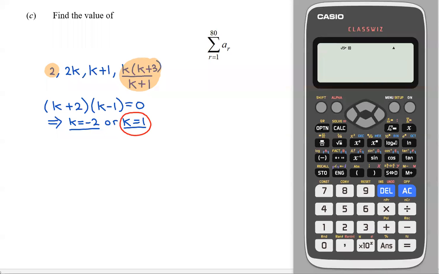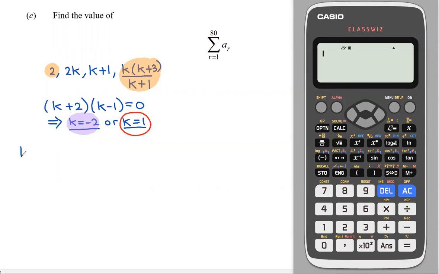Now for the last part, C, we have to find the sum of the first 80 terms of this sequence. Okay, now we've just established that k cannot equal 1. So this forces us to use k as -2. That's the only possible option. So if k is -2, let's generate the first few terms of the sequence.